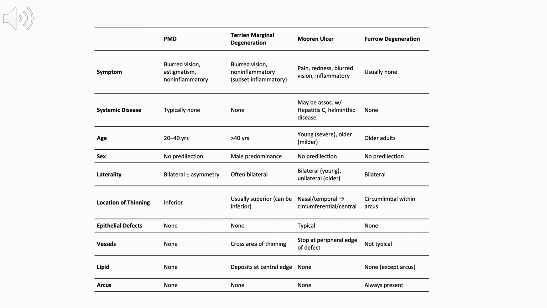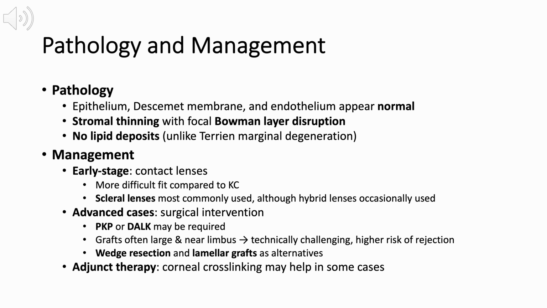In summary, PMD and Terrien are generally non-inflammatory ectasias, Mooren ulcer is painful and inflammatory, and furrow degeneration is a benign age-related thinning. In PMD, the epithelium, Descemet membrane, and endothelium typically appear normal. The key histopathologic finding is stromal thinning accompanied by focal disruption of Bowman's layer. Unlike Terrien marginal degeneration, there are no associated lipid deposits.